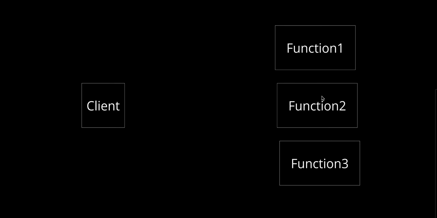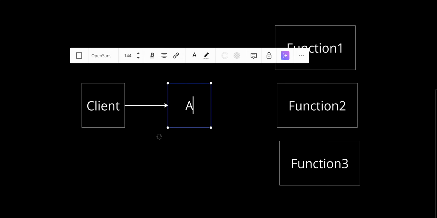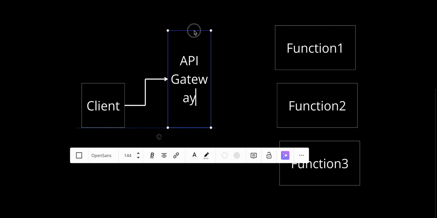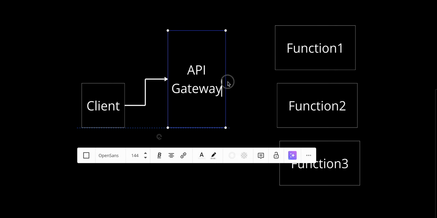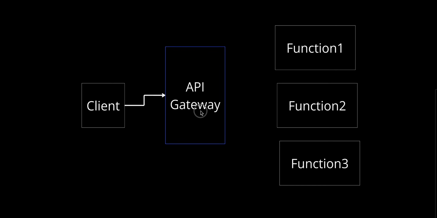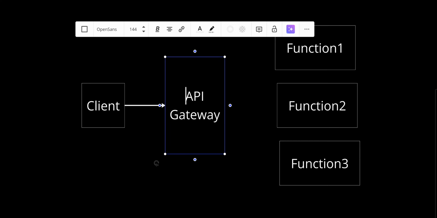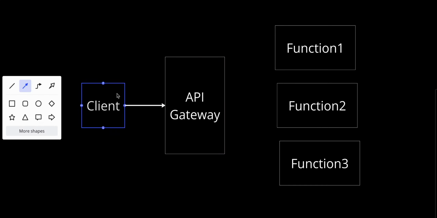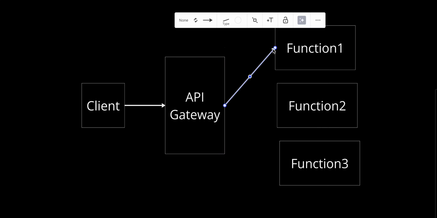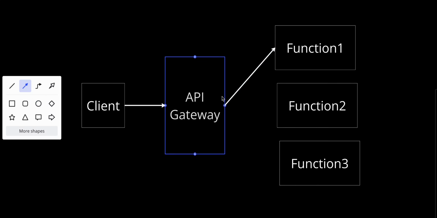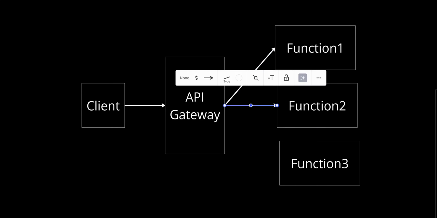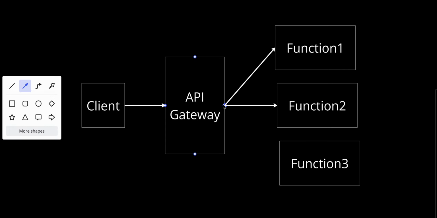the client will be able to call these functions? Basically, we have what we call an API gateway. And this API gateway will call the functions for this client, and that's basically it. It's a pretty simple thing.